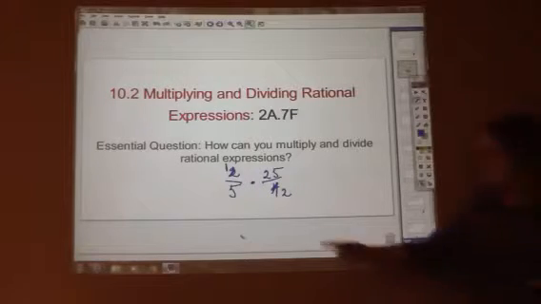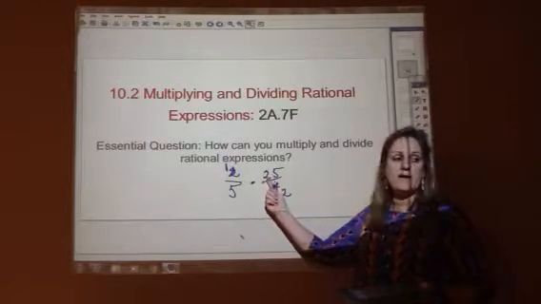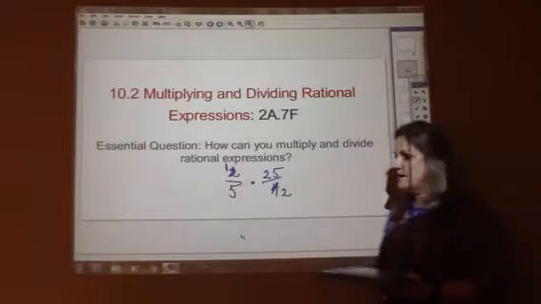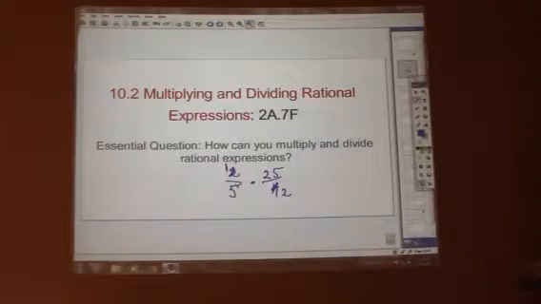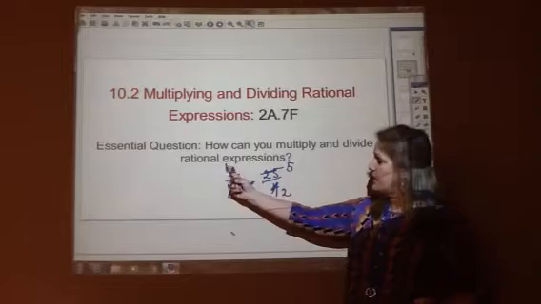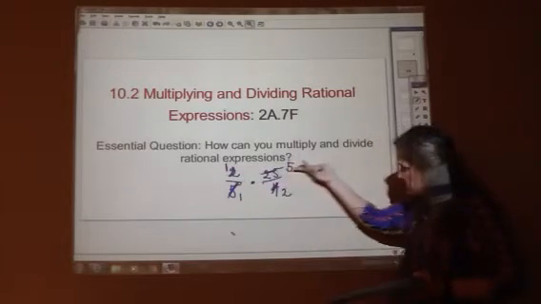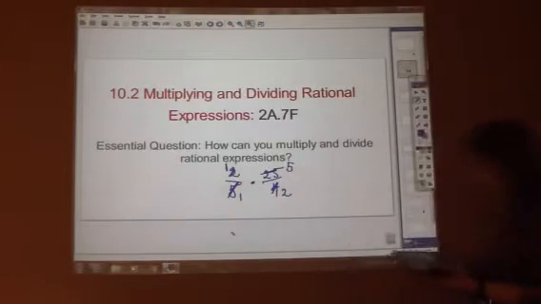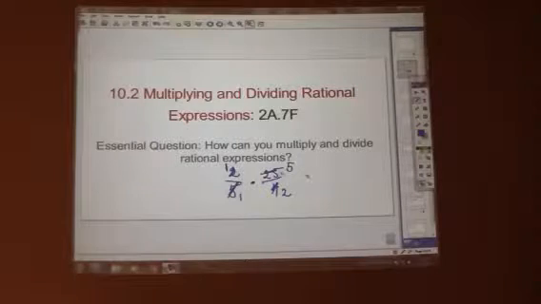The same with the 5 and the 25. 5 will go into 5 one time, and 5 will go into 25 five times. Now my numbers are smaller, so I just multiply straight across. 1 times 5 is 5, and 1 times 2 is 2. Multiplying fractions. Any questions on that?